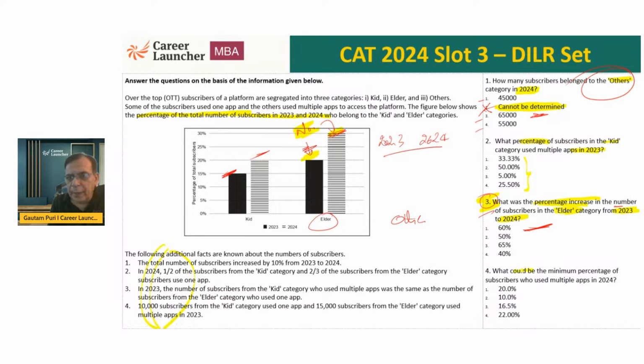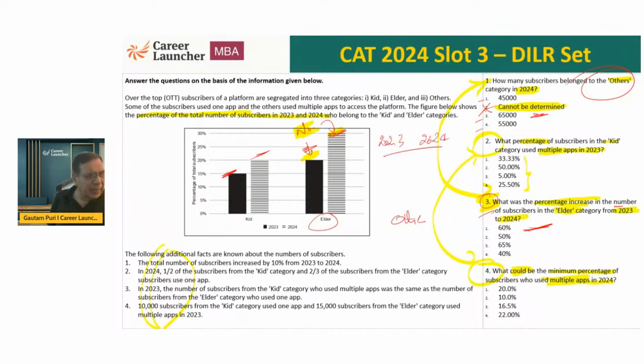What could be the minimum percentage of subscribers who use multiple apps in 2024? What is also interesting is that question number 1 and question number 3 are talking about the number of subscribers. Question number 2 and question number 4 are talking about the number or percentage of subscribers who use multiple apps. So 1 and 3 are talking about the numbers, 2 and 4 are about multiple apps.